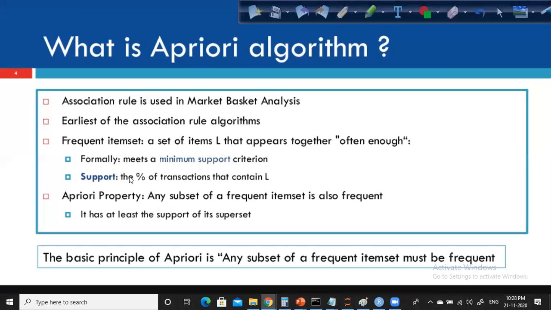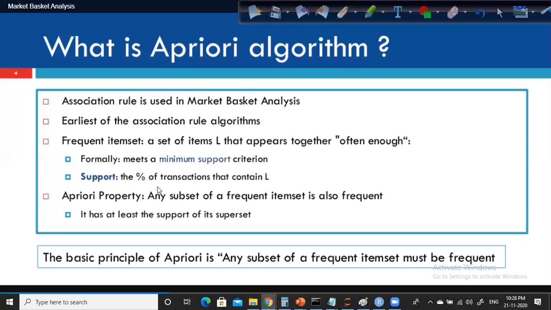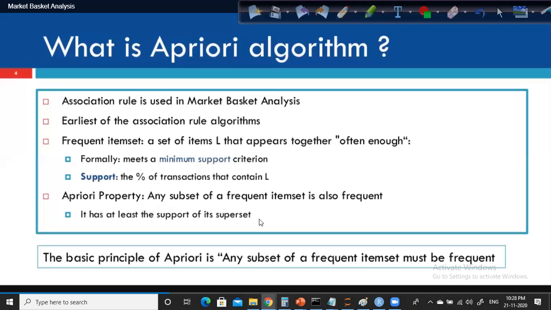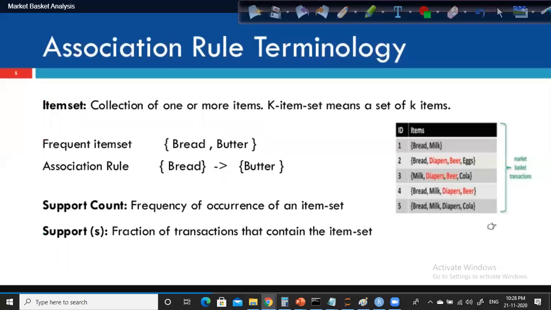You see, you purchase both bread and egg more frequently. Let's say out of the last 10,000 transactions, how many transactions did the customers purchase bread and egg together, right? The higher the support, the better. That means those items are more frequently purchased together. The property of Apriori: any subset of a frequent item set is also frequent. It has at least the support of a superset. You remember this. Any subset of a frequent item set is also frequent. The basic principle of Apriori is any subset of frequent items must be frequent.